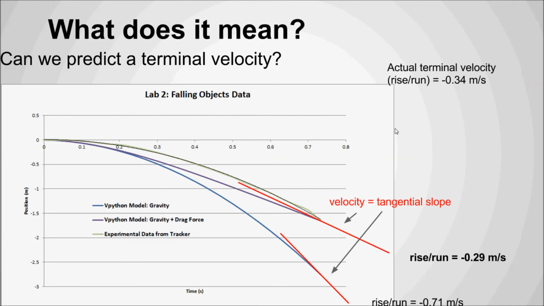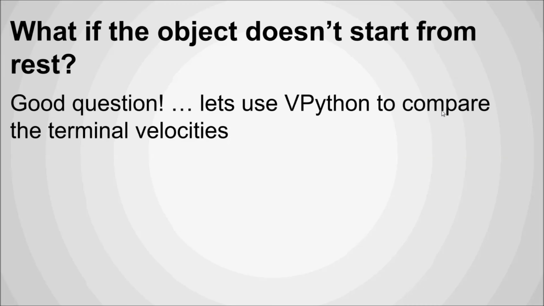So what does this mean? Can we predict terminal velocity? The answer is yes, we can, provided, of course, that we're able to accurately calculate the net force. I found the actual terminal velocity by using the last 2 data points from my experimental data. This turned out to be negative 0.34 meters per second. Notice that this is much closer to our predicted terminal velocity from our drag force model, where it predicted that the terminal velocity would be 0.29 meters per second, much closer than the negative 0.71 predicted by our gravitational model.